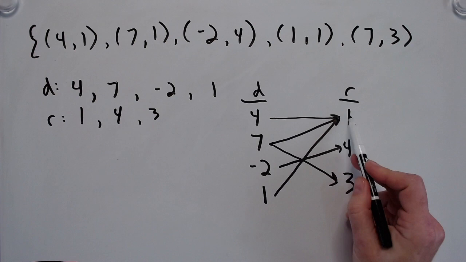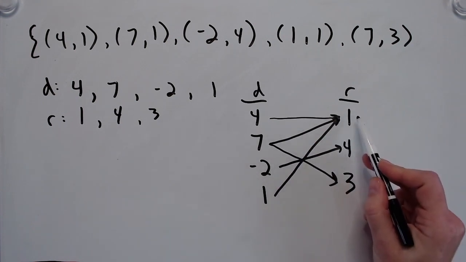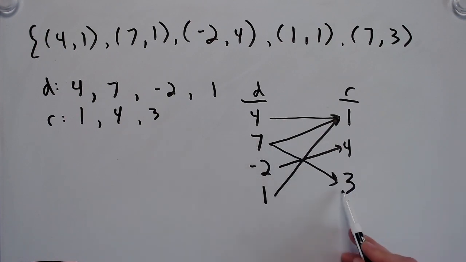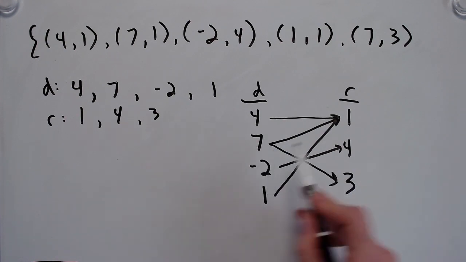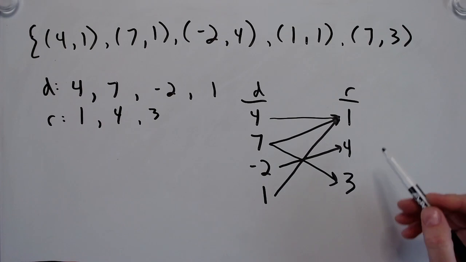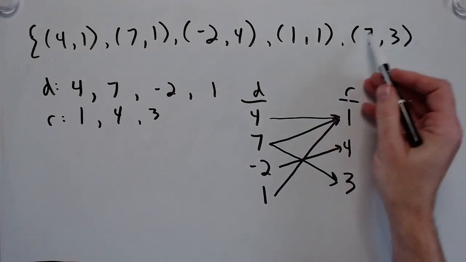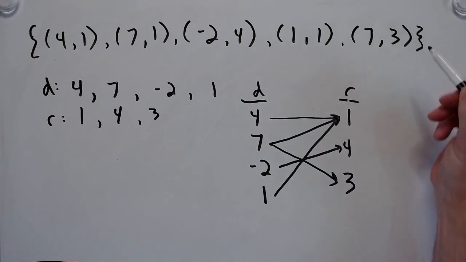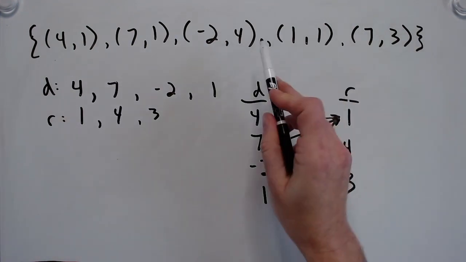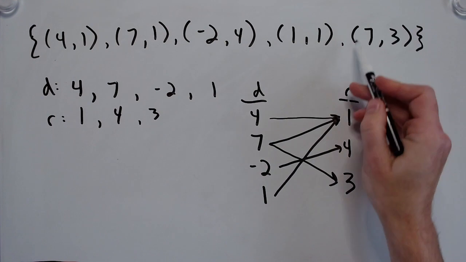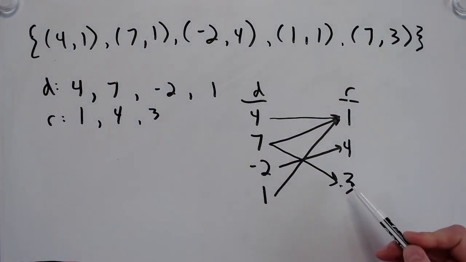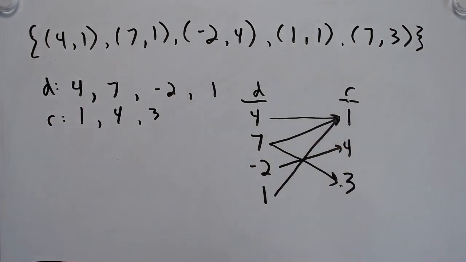4 can go to 1, and 7 can go to 1. That's fine. The problem is that 7 is going to 1 and to 3. You can't have one input and 2 outputs. So once we added this ordered pair here, this is no longer a function. Oops, forgot our brackets. So this is no longer a function. Before it was, but once we added this second output for 7, this is no longer a function. All right, let's clean this off and do another example.